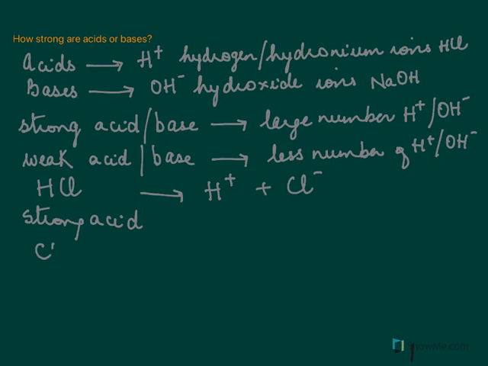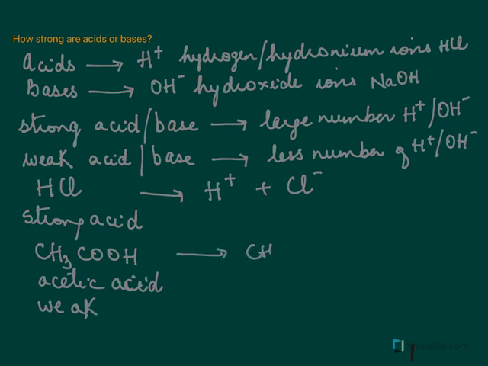But when we go to acetic acid, which is CH3COOH, we call this a weak acid. And why do we call it a weak acid? Because this gives only a few hydrogen ions. All the molecules do not break up to give the acetate ions and the hydrogen ions. So we know we have strong acids and weak acids, and we have strong bases and weak bases.